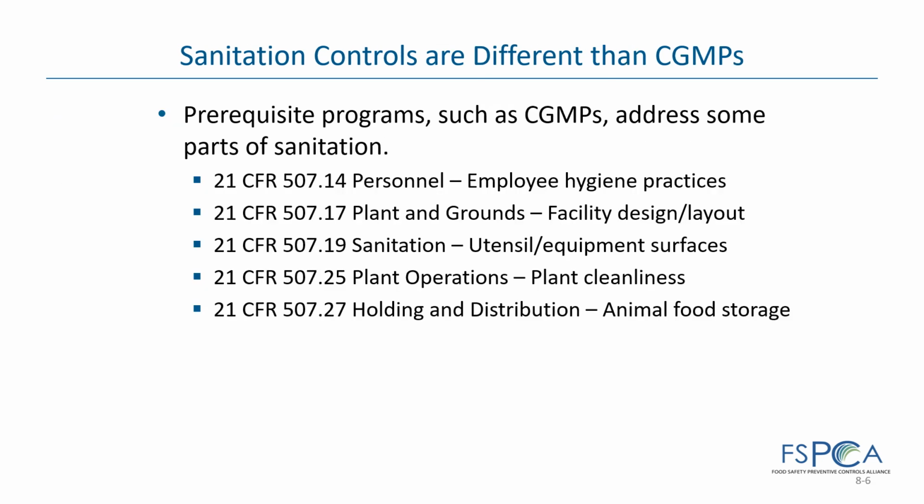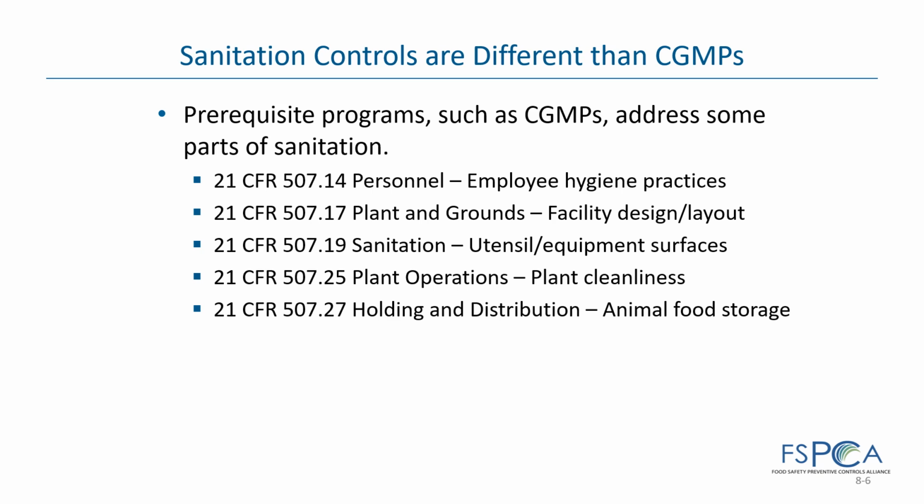When we looked at the GMP section of this regulation, we saw a lot of things that talked about or dealt with general cleanliness or even direct sanitation, like the sanitation section 507.19, that closely relate to sanitation controls. So these are just a list of some of those different sections where we talked about cleanliness and about employee hygiene and personnel not contaminating our product.